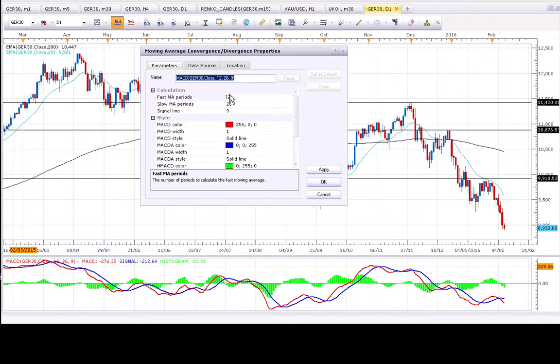I never change the 12, 26 and 9, but if you want to play around and experiment, to try and slow signals down or speed them up, feel free. But 12, 26 and 9 is just standard. A lot of people will just use that as it is. So there we go, and we've got a basic strategy in place.